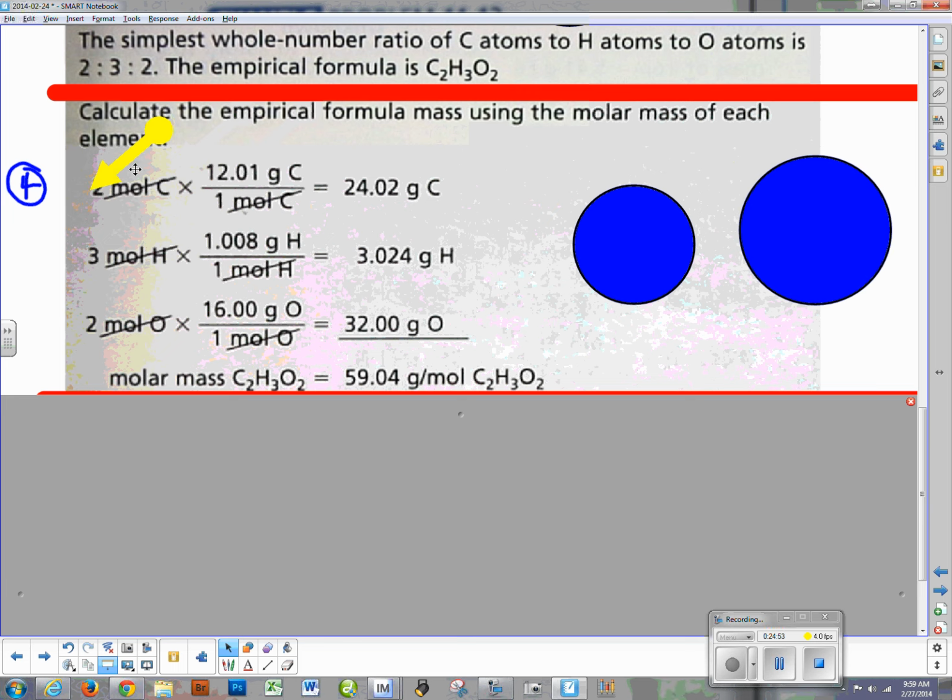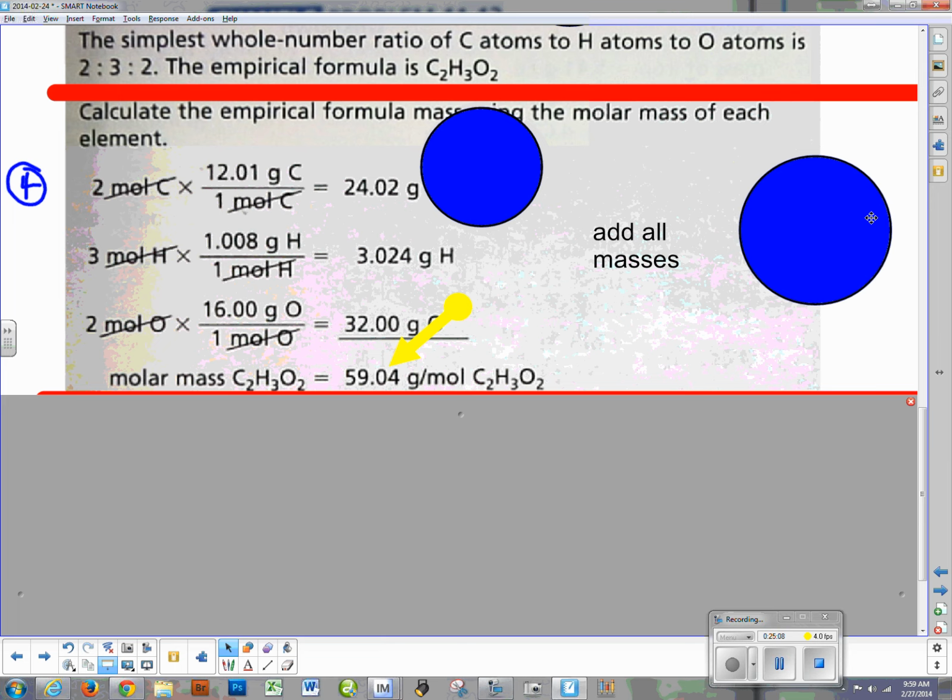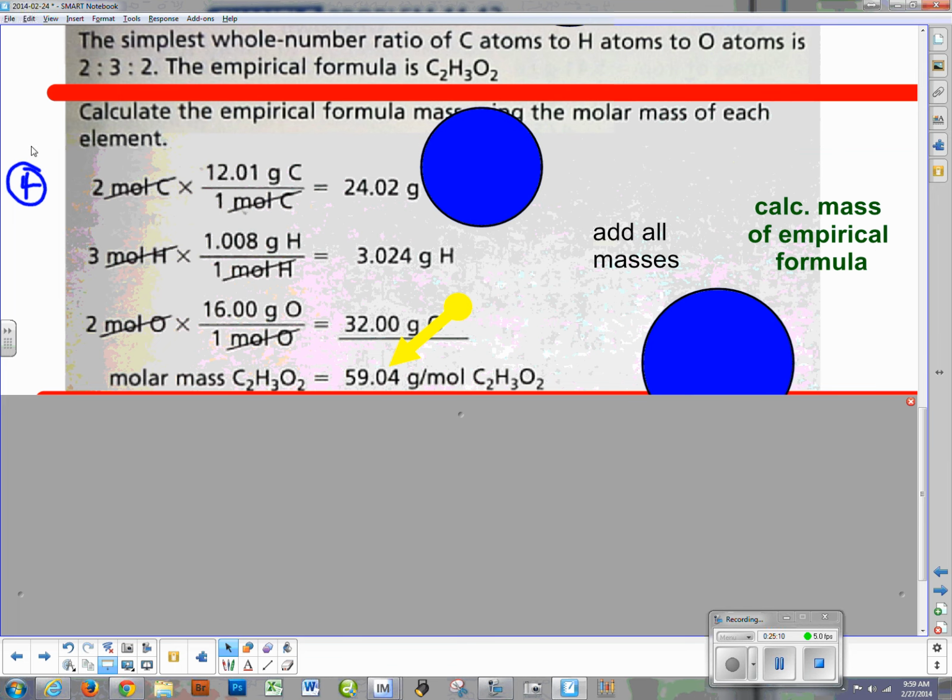Anyway, so we've converted our moles into grams for the purpose of getting the molar mass of the what? Is this empirical or molecular? This is the empirical formula. Now we're ready to do the next step. So this is what you write down for step 4. Would you all get that down? You're adding all the masses. Once you convert the moles to masses, you add all the masses in the empirical formula.